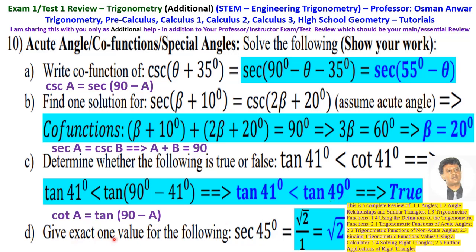Give the exact value for the following. Sec 45 degree. We know cosine 45 degree is 1 over square root of 2 in the first quadrant. Then sec is the reciprocal of that, which is square root of 2 over 1, which is square root of 2.